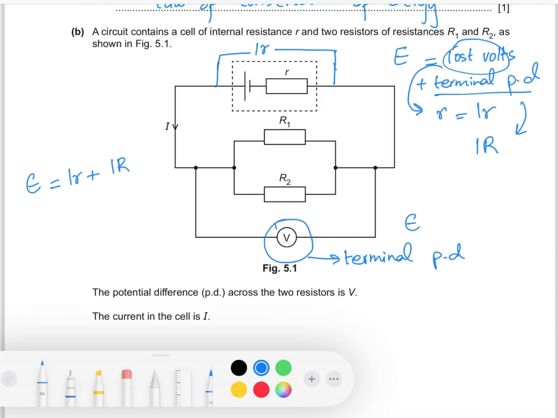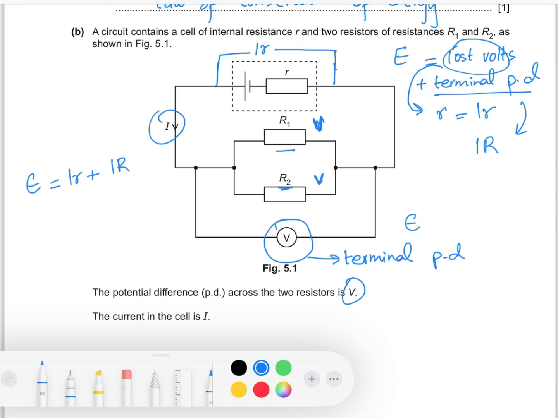The potential difference across the two resistors is V. Now R1 and R2 are connected in parallel. That means the potential difference across both of these resistors must be the same. They'll have the same value of potential difference. The current in the cell is capital I.